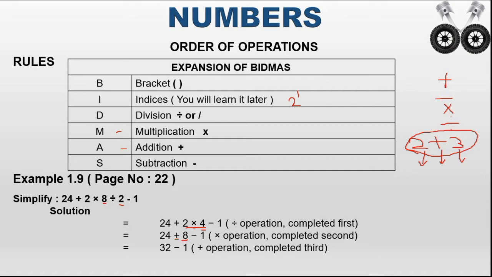What are the operands here? 24 and 8. So can we add both? 4 plus 8, what do we get? 12. 2, and the carry over is 1. So 2 plus 1 is 3. So the answer is 32 minus 1. Okay, so what is the last operator we have? We have the subtraction operator. So just subtract: 32 minus 1 is 31.